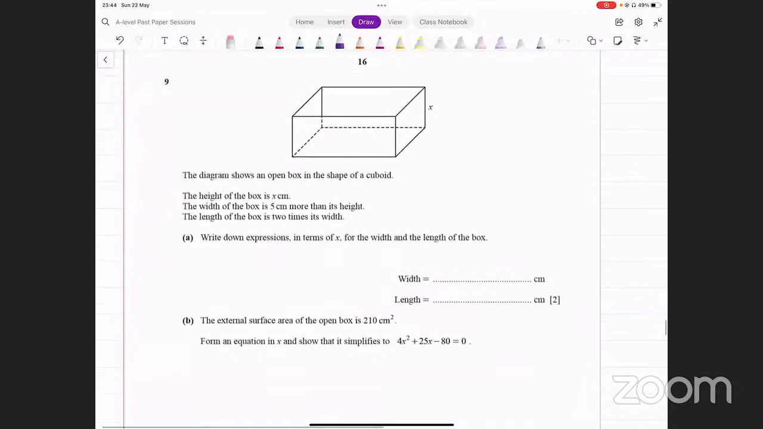Question number 9. So again, we've got mensuration apparently with quadratics. Yeah, so we got quadratics as well. Quadratic equations. The diagram shows an open box. That's very important. It's an open box. ऊपर वाले face नहीं है इसका. In the shape of a cuboid, the height of the box is x centimeters. The width is 5 centimeters more than its height. Okay, अगर height आपकी x है, तो ये कितनी हो जाएगी? X plus 5. That is the width.